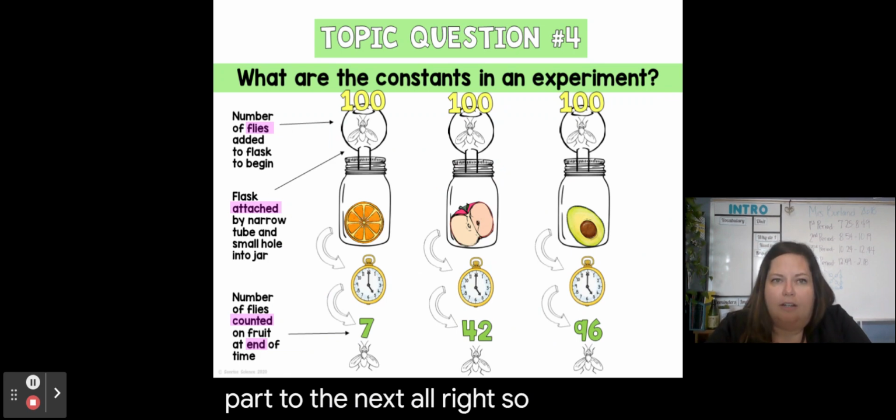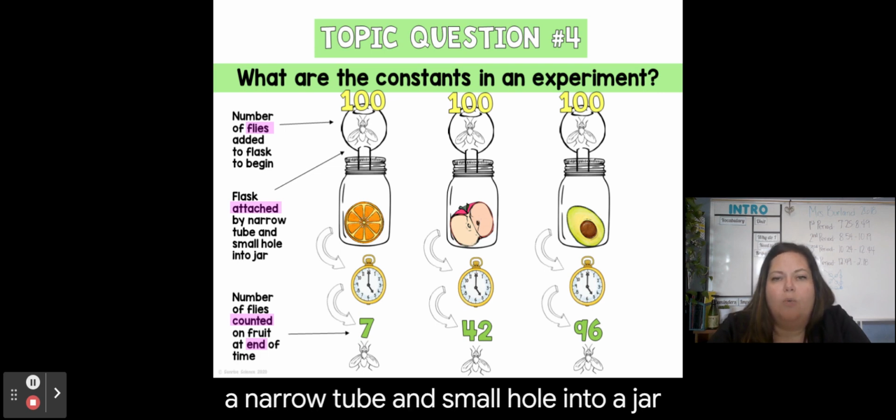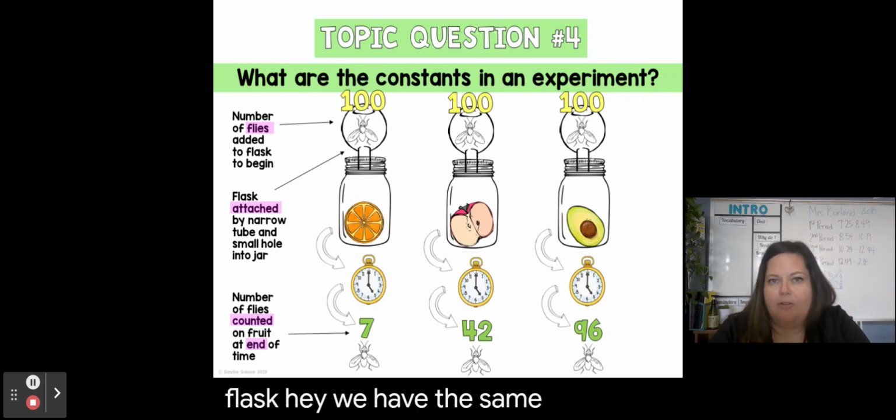All right, so here, we're looking at that experiment we just talked about. So we have the number of flies added to the flask to begin with. We keep that the same. Each jar is getting 100 flies to start off with, okay? Our flask is then attached by a narrow tube and small hole into a jar. We use the same size jar, the same size flask, okay? We have the same number of flies.